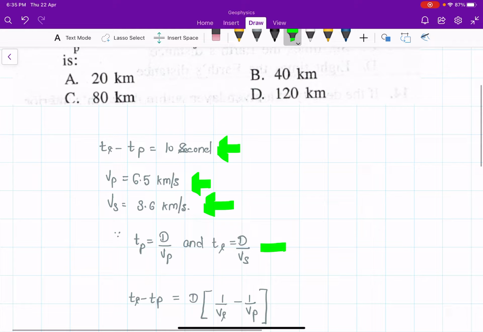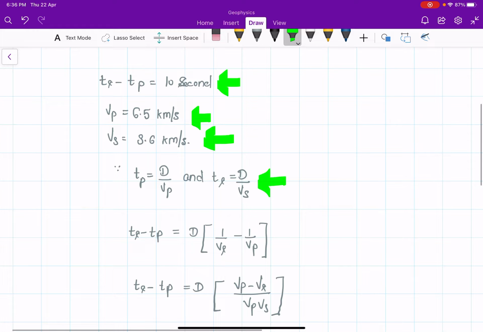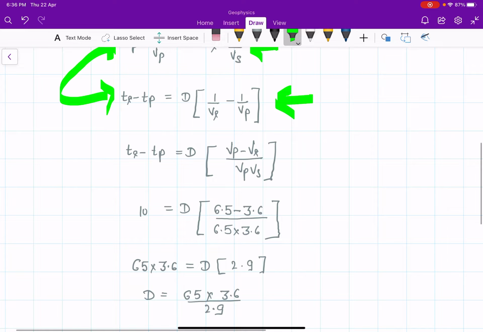So as you know, TP, that is time taken by the primary wave to travel from source to seismic station, is equal to D, the epicentral distance, divided by VP. Same for secondary wave, TS is equal to D over VS. So from these equations, the difference will be TS minus TP, which is equal to D times 1 over VS minus 1 over VP.